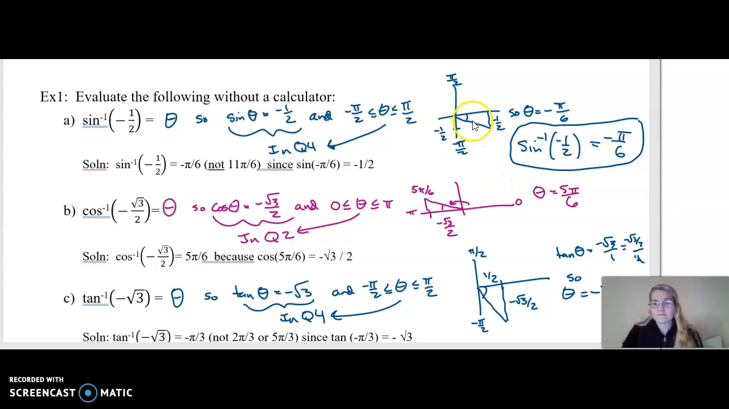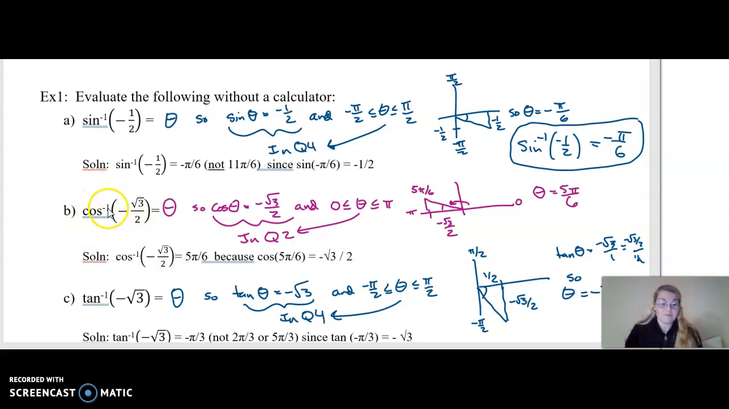All right, that's my reference angle, and just negative. So that's kind of the nice thing about sine inverse and tan inverse, right? Your reference angle is, if it's in quad 4, it's just negative. How about B, cosine inverse of negative rad 3 over 2?